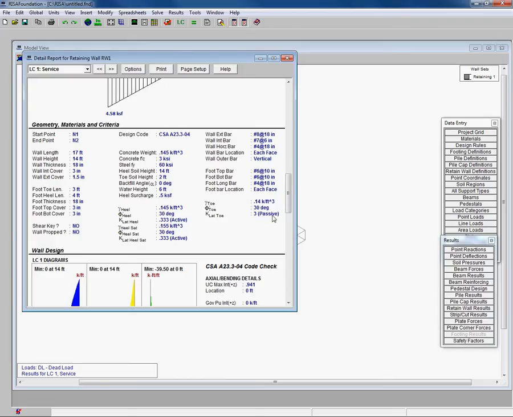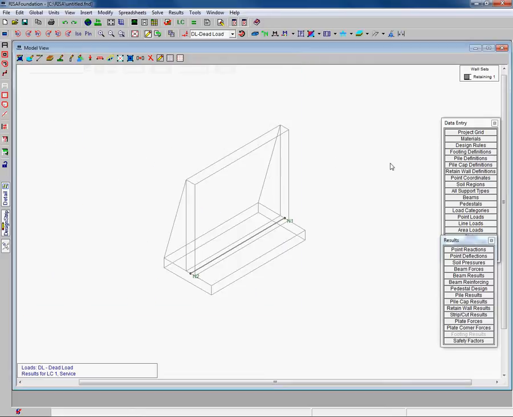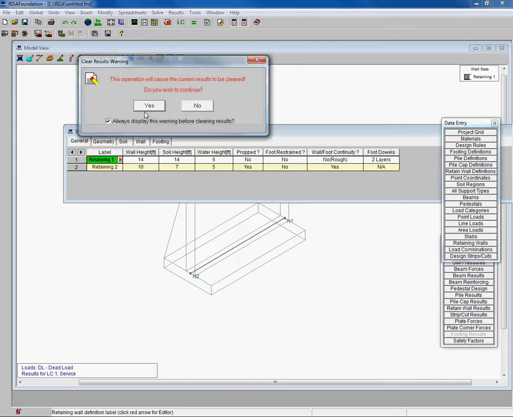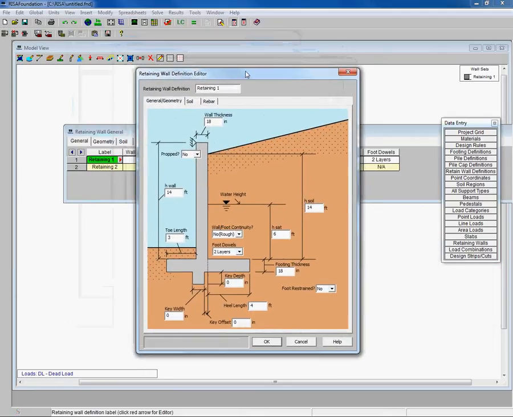If we go back to the retaining wall definitions and go to the general tab, we'll see that there's an option here for propped retaining wall. So we have that set to no, so it's acting as a true cantilever, and the assumption is that the tip of the cantilever is moving to the left, putting the heel soil into an active pressure case and the toe soil into a passive case, which is what we just saw with our solution.